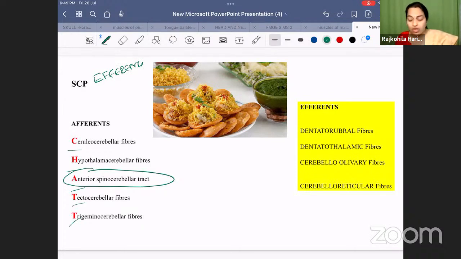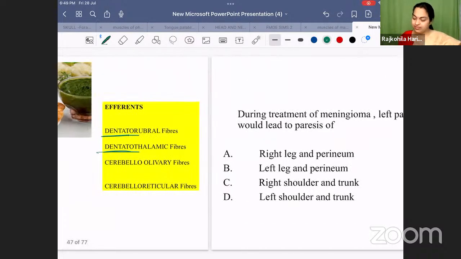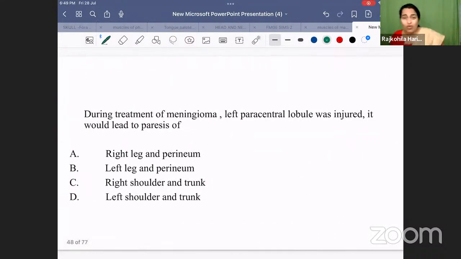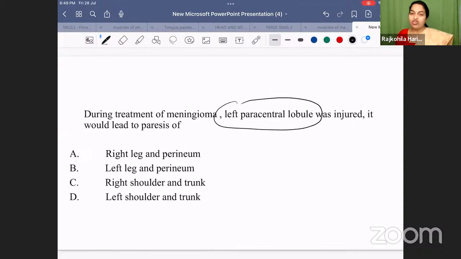What is the nucleus of the neocerebellum? Dentate nucleus, I told you, right? Okay, so the dentatothalamic, the dentatorubral. Coming to the next question, we are moving on to cerebrum. During treatment of meningioma, the left paracentral lobule was injured. It will lead to paresis of?